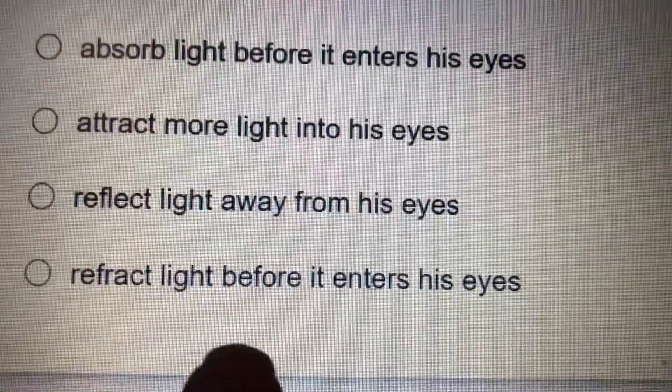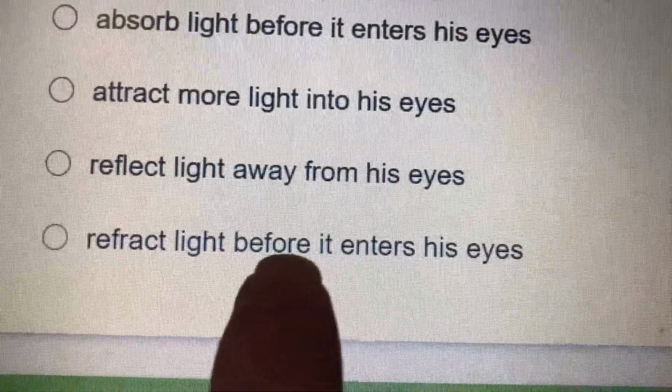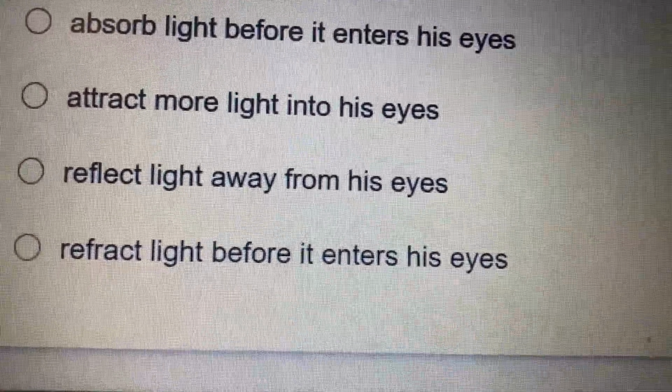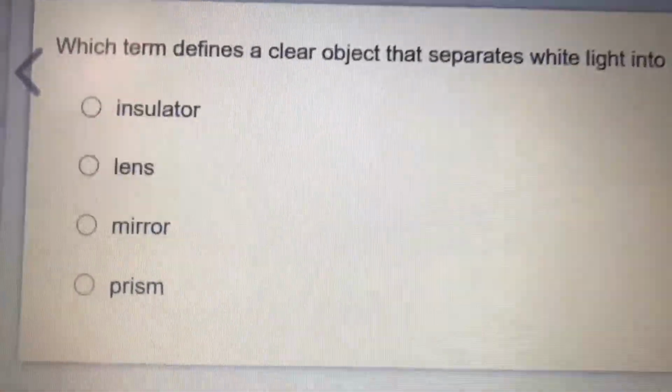The lenses are not going to absorb the light, and they're not going to attract the light. We want the light to go through and work better for us. So when light goes through, that is refraction. So here is our choice: refract the light before it enters his eyes. That's the correct response. This next question is an easy one.